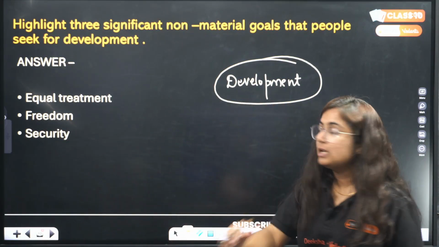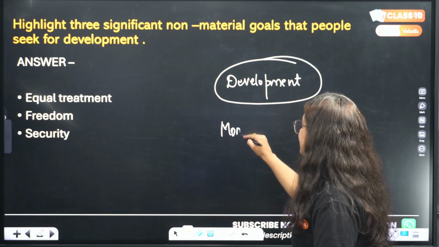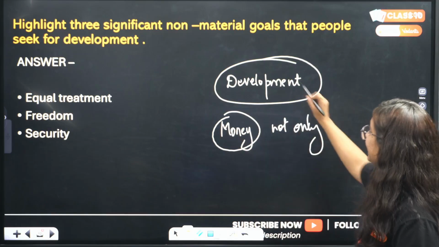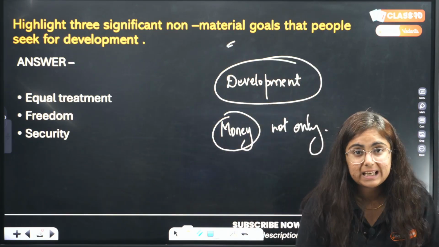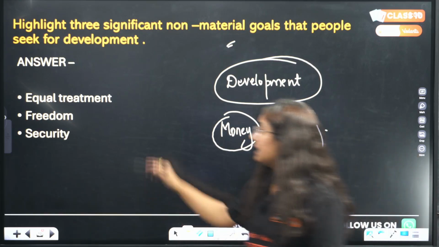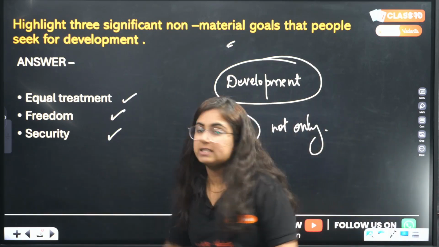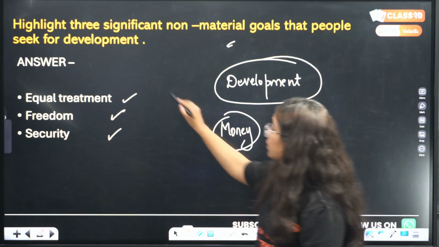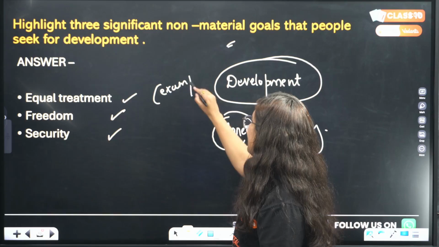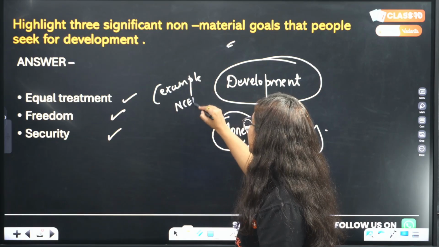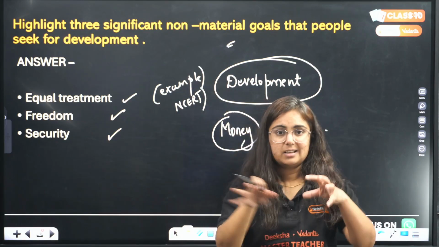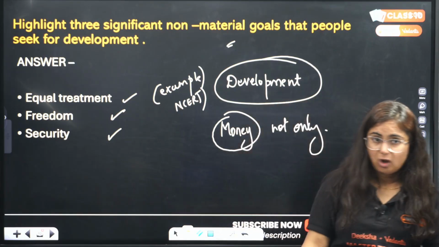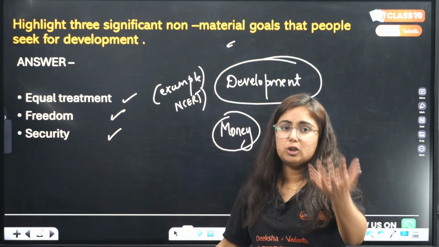So in the chapter development, it is clear that yes, money is important, but not only money. So what are the other goals you seek other than money? They are equal treatment, freedom, security. Here you can use the job example given in your NCERT: whenever you find a job, if a lot of money is provided but job security and these other factors are not given, you will not choose that job.